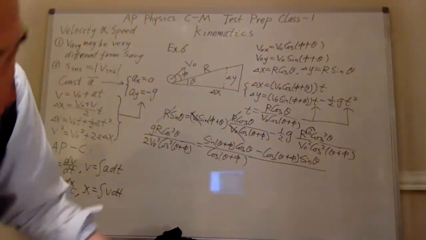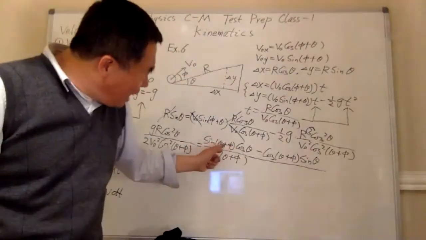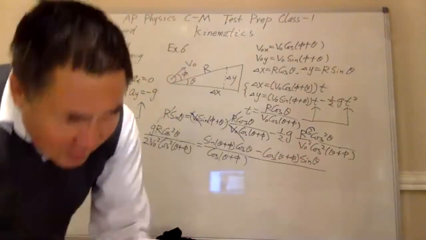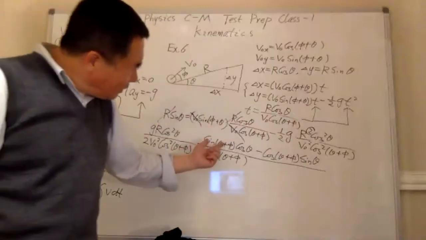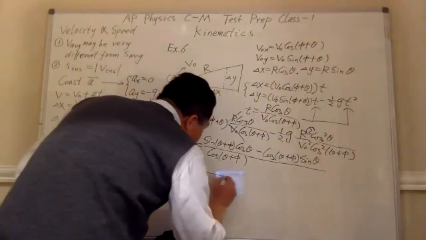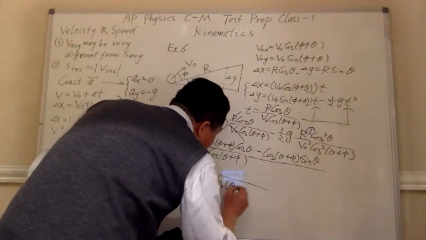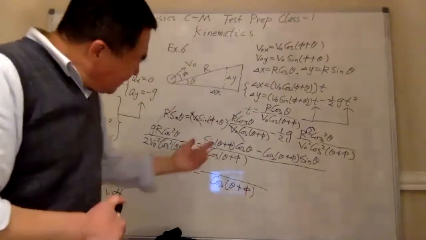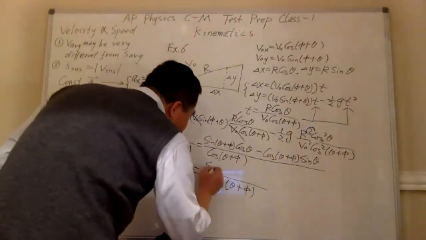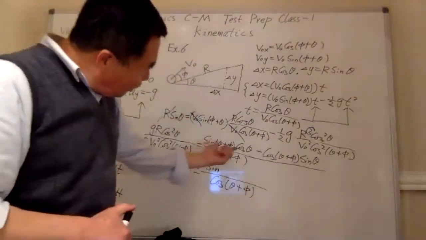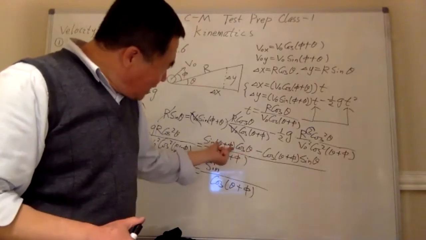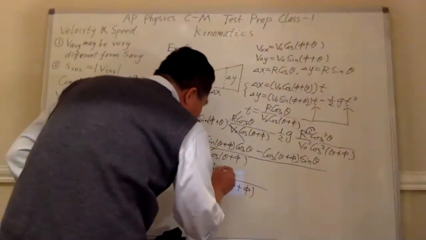Then each time we need to know basic trigonometry. We got sine, cosine, cosine, sine. This one is cosine theta plus phi. Then sine cosine minus cosine sine. Everybody knows the formula: sine of angle minus angle. You get sine phi.